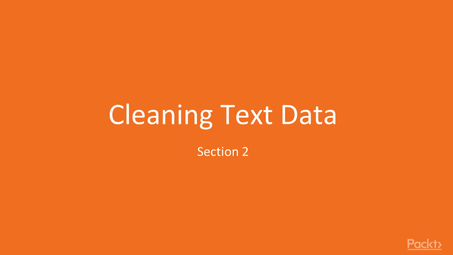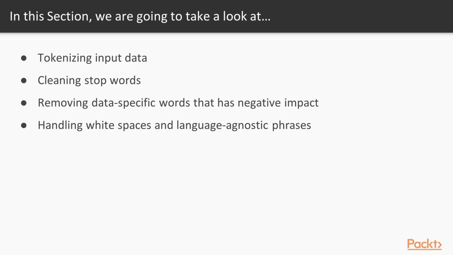Welcome to the second section of our course. In this section, we'll see how to clean our text data. Firstly, we'll focus on the tokenization problem and see how to tokenize input data. Next, we'll be cleaning stop words from text input. Then we'll be removing data-specific words that have a negative impact. At the end, we'll see how to handle white spaces.